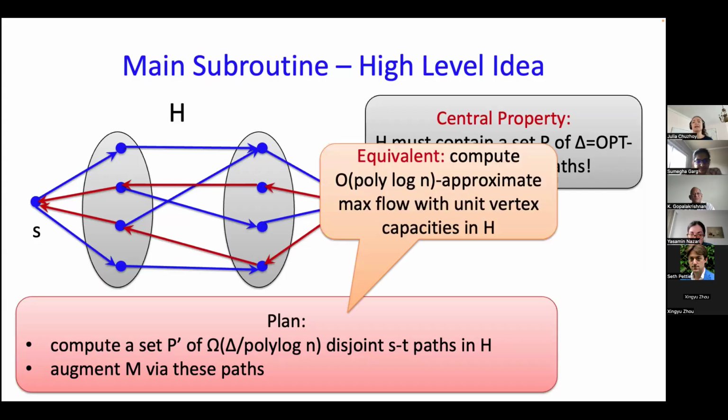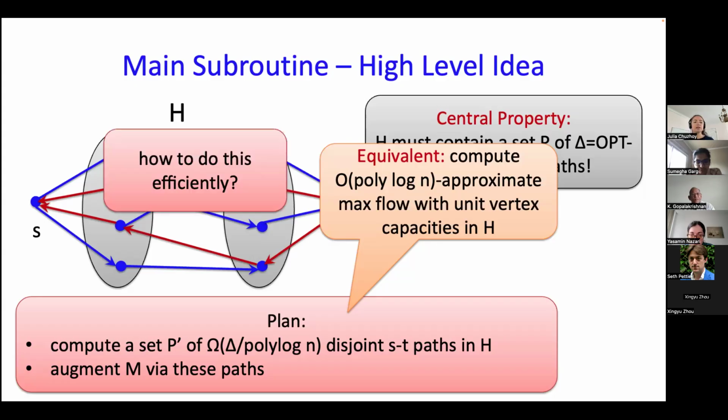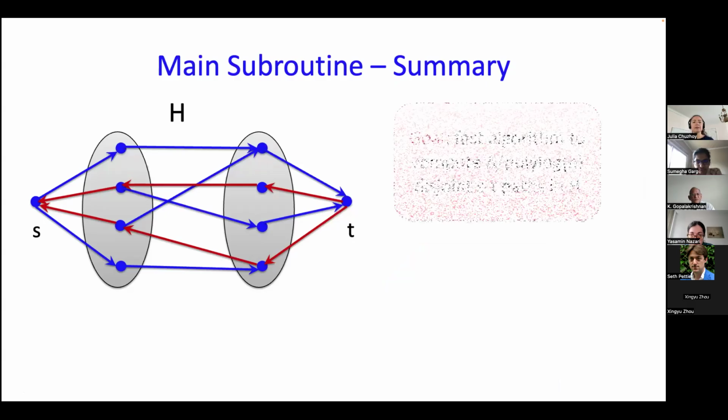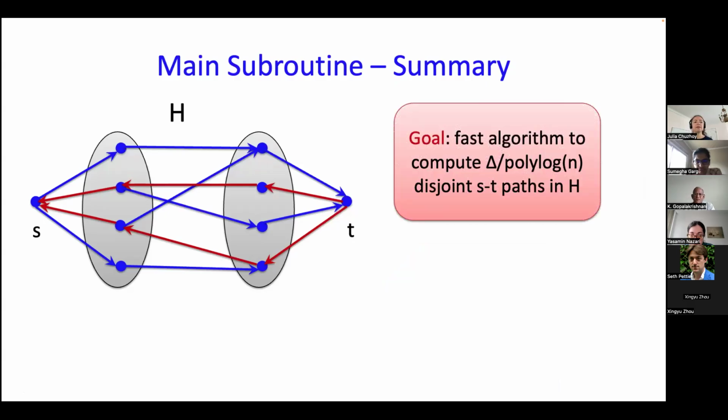So what I'm saying here is basically that if you want to solve max flow in directed graphs exactly, it's enough to solve it approximately. This is really well known. There is nothing new here. So the main question is, how do we do this efficiently? So to summarize, so far, it's enough for us to do the following. We have this residual flow network. We know it has delta disjoint ST paths. We want to find delta over polylog n disjoint ST paths.